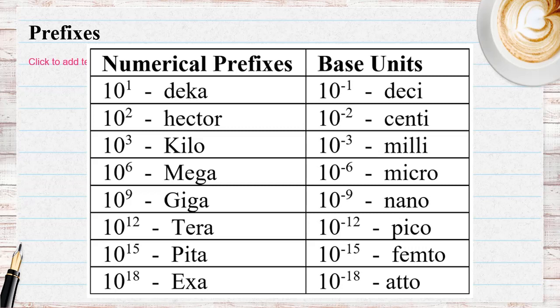Base units. 10 raised to negative 1 is deci. 10 raised to negative 2 is centi. 10 raised to negative 3 is milli. 10 raised to negative 6 is micro. 10 raised to negative 9 is nano. 10 raised to negative 12 is pico. 10 raised to negative 15 is femto. 10 raised to negative 18 is atto.